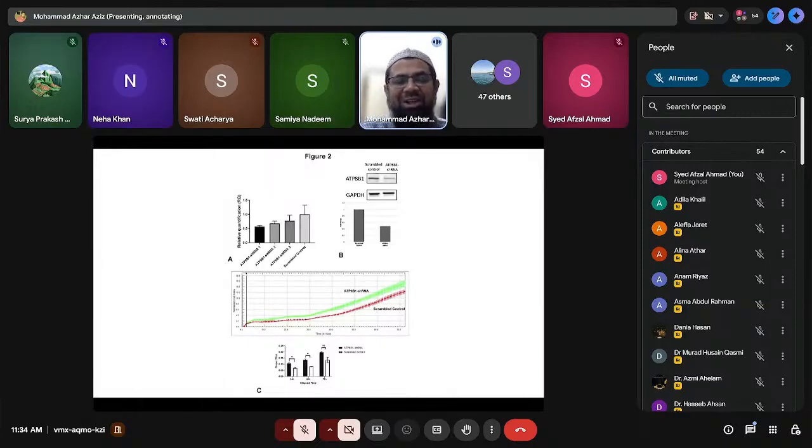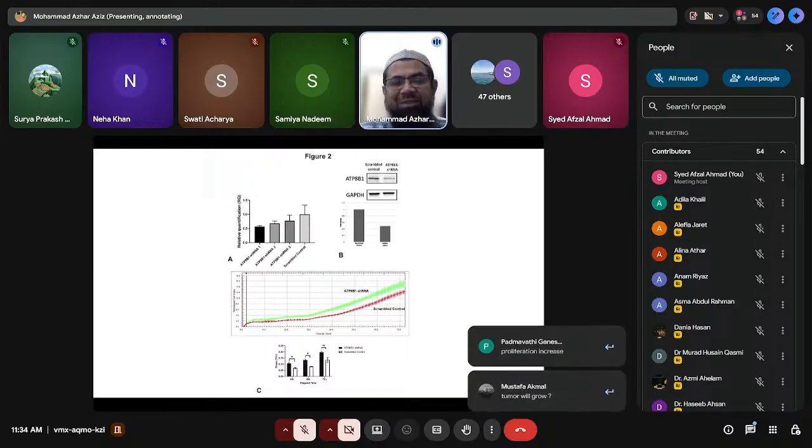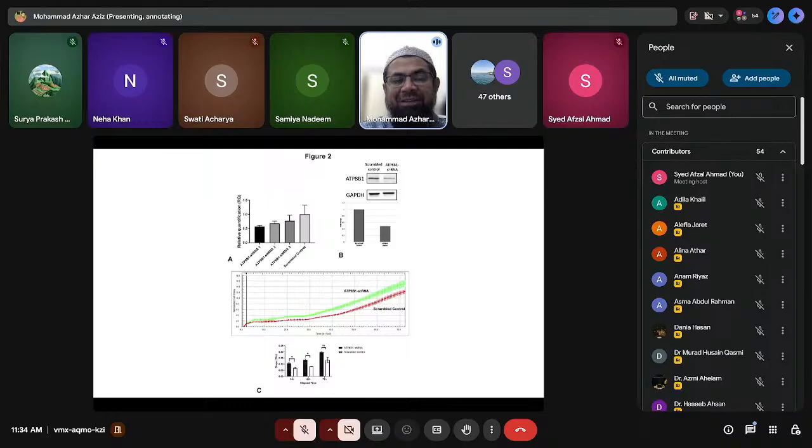If we knock down the tumor suppressor gene, tumor will grow. Very good, very good. So tumor will grow, and you can see this green line is showing better cell proliferation rates than the control. So this is showing that the tumor is growing faster and giving us a hint that yes, your gene is a tumor suppressor gene.